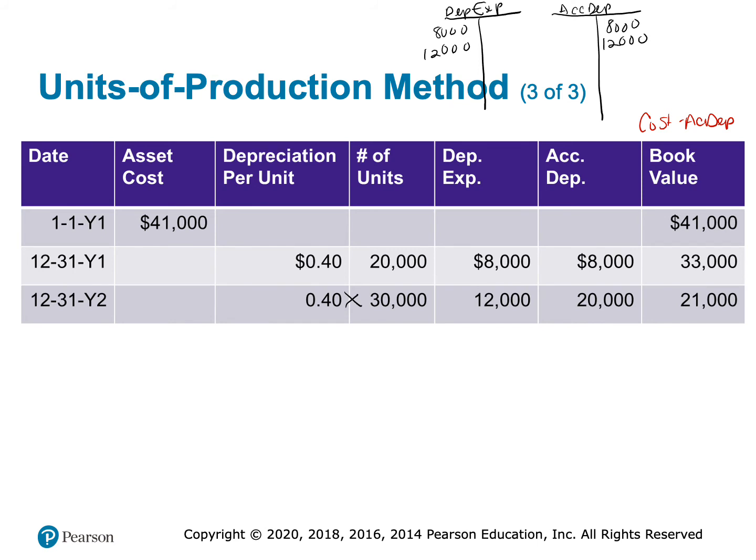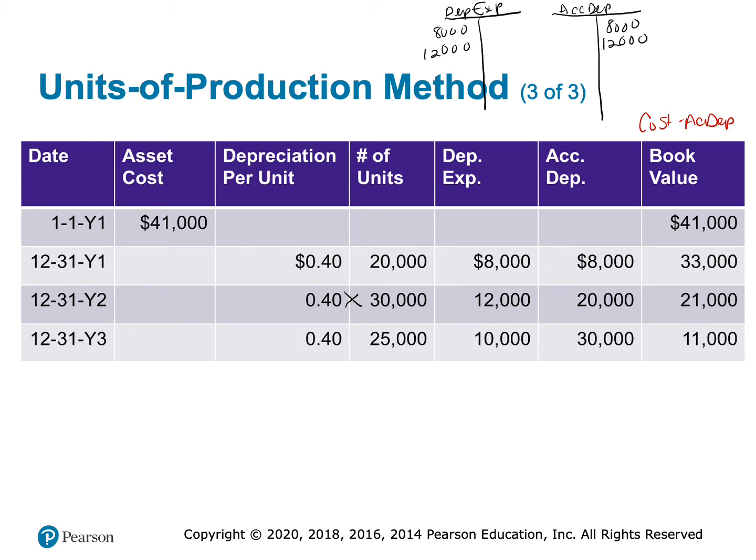So the balance in accumulated depreciation now is 20,000 on my balance sheet. I'm going to list truck 41, accumulated depreciation of 20,000, which gives me a book value of 21 on the year 2 balance sheet.